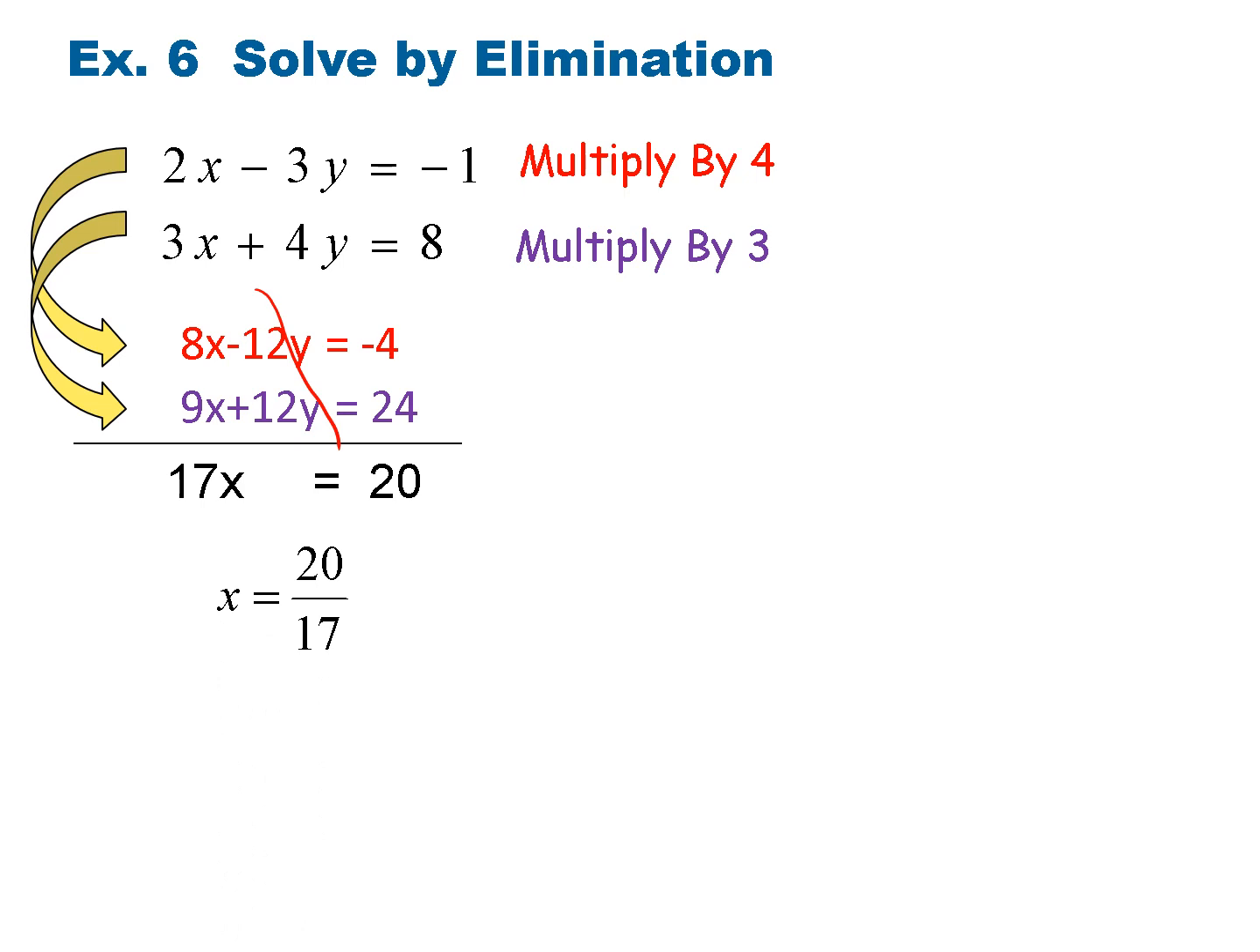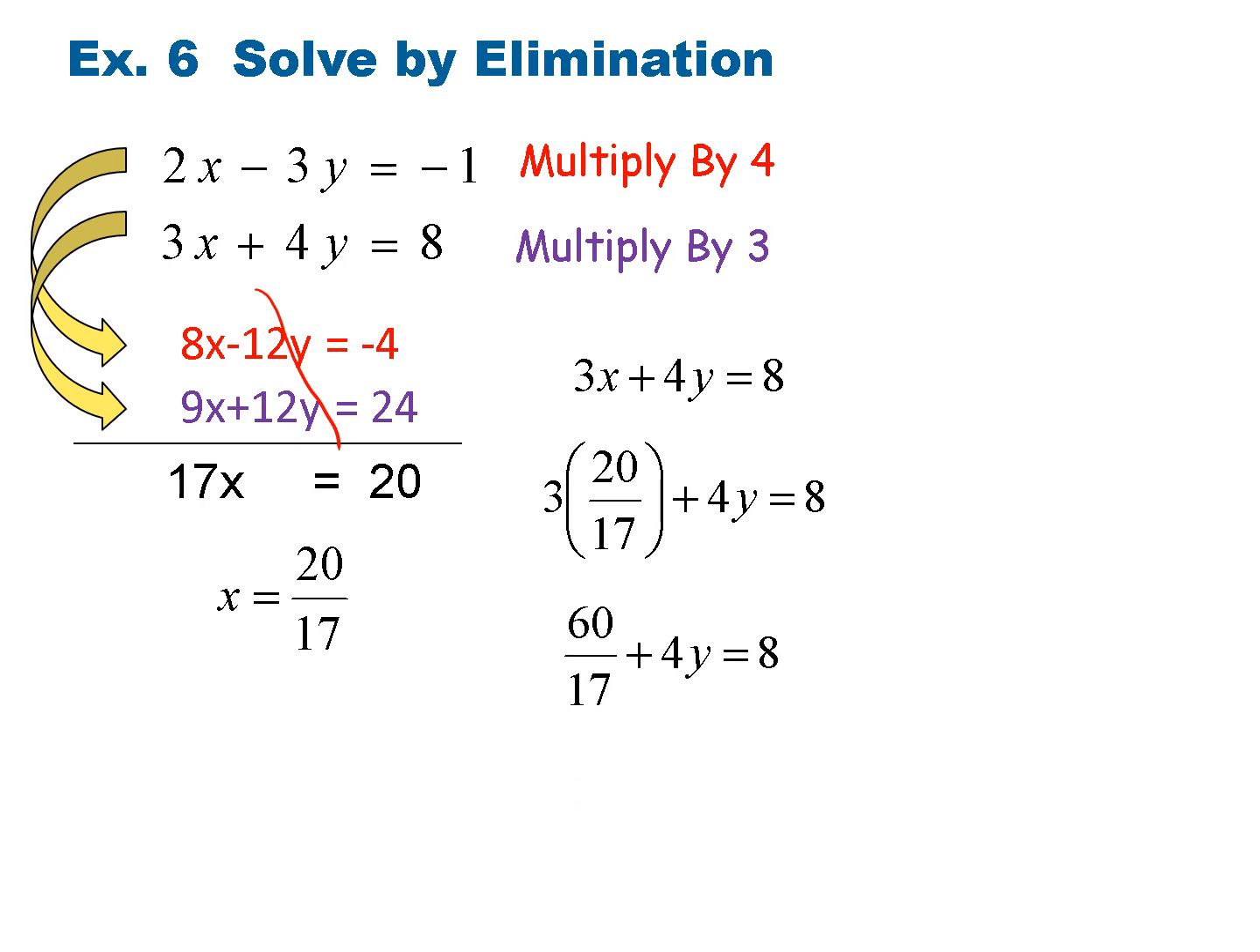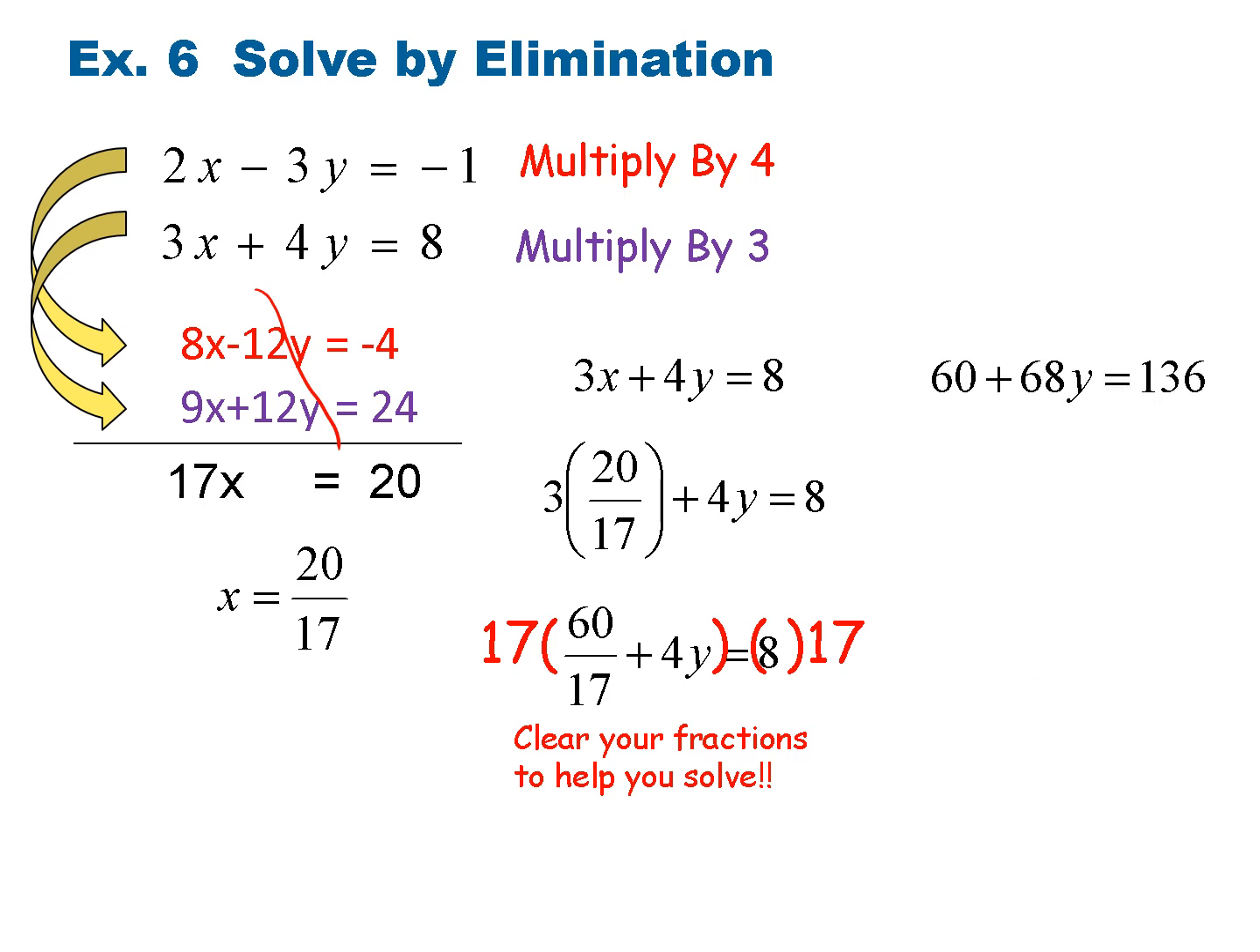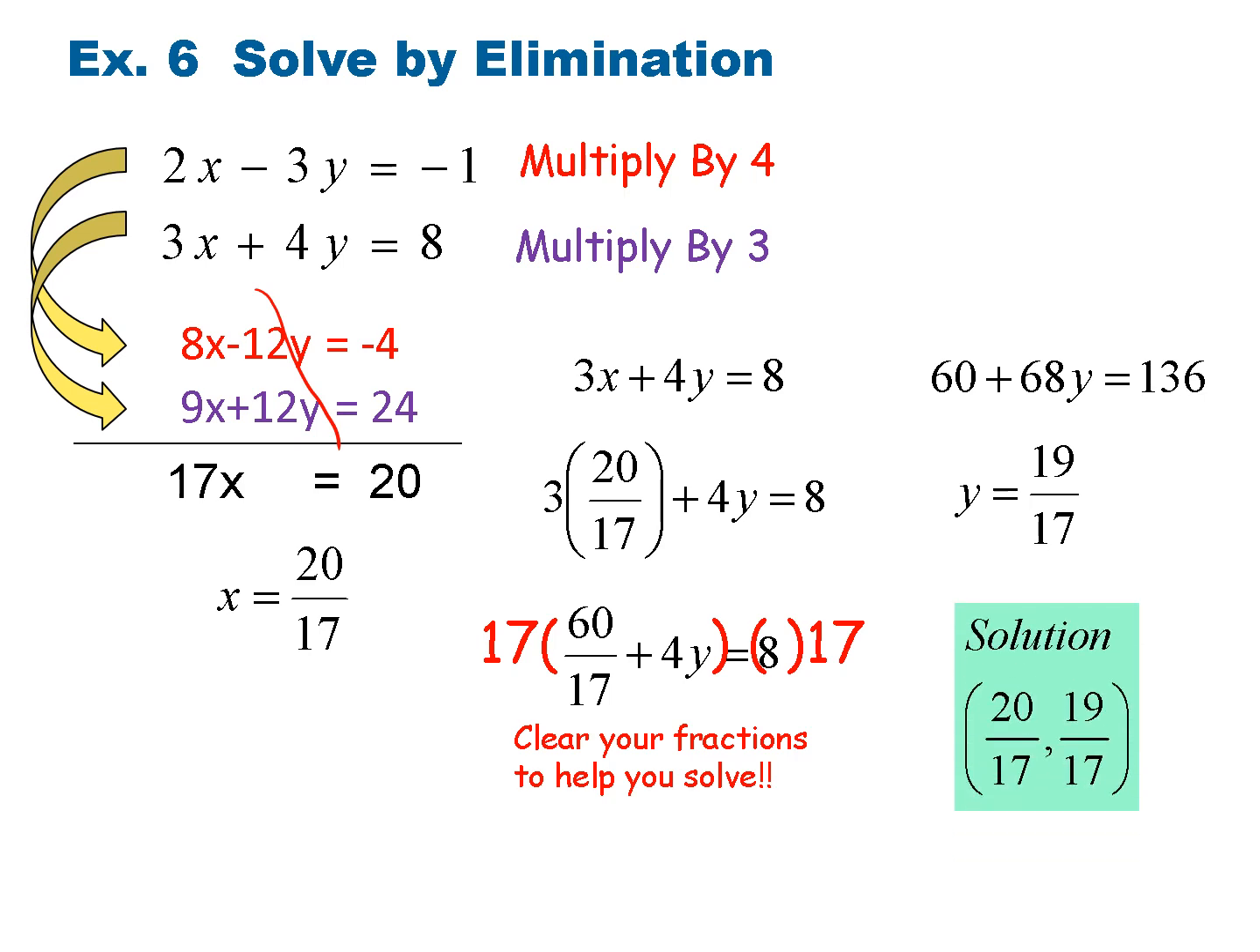We divide by 17, and x is 20 over 17. Now, we have to plug back into one equation, doesn't matter which one you pick, and we have to solve for y. I'm going to pick the bottom equation. So I plug in 20 over 17 for x, and that gets me 60 over 17 plus 4y equals 8. Gross. I don't want to deal with a fraction. So I'm going to multiply both sides by 17 to clear the fraction to make it a little bit better to solve. So that gets me 60 plus 68y equals 136. I subtract 60, divide by 68, and I get 19 over 17. So my solution is 20 over 17, comma, 19 over 17.